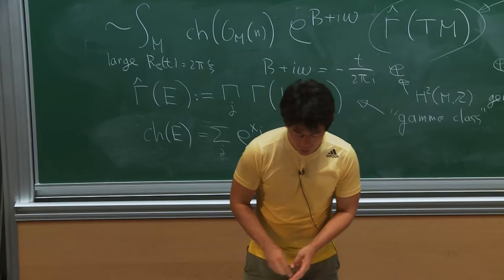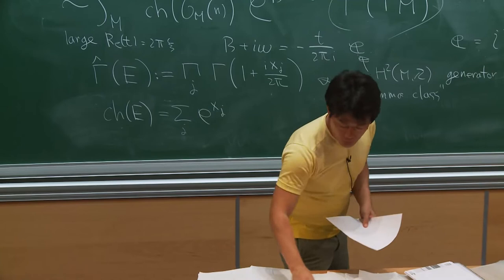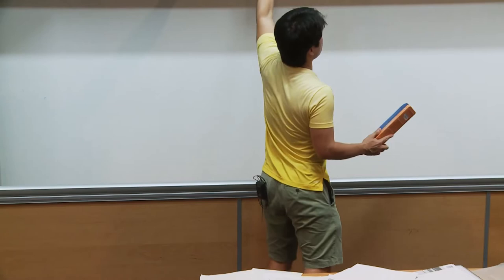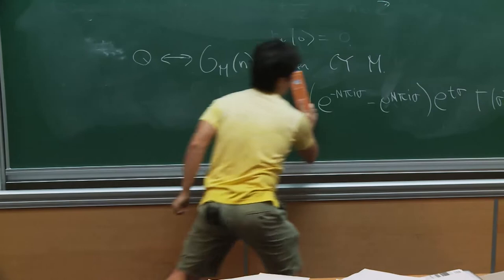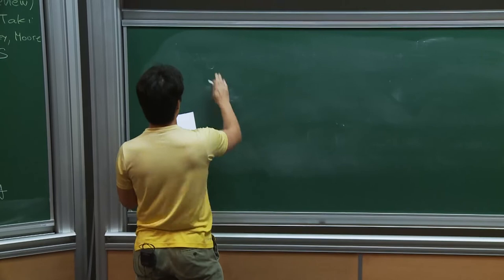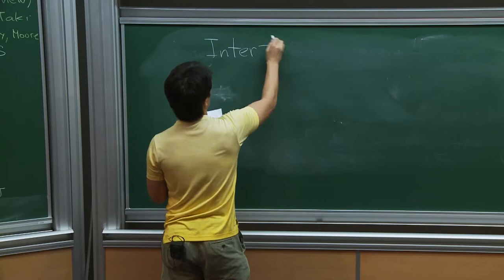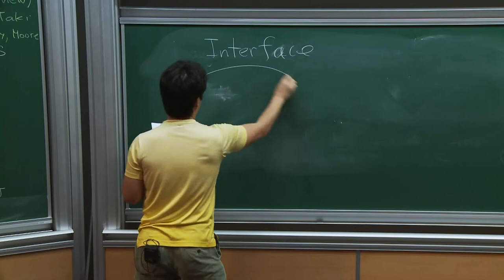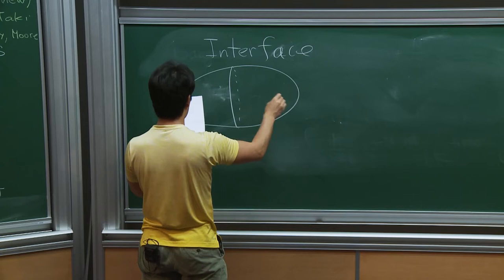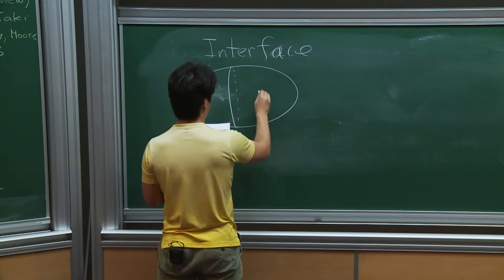Now, okay, I want to say just a little bit about the interface, and just a little bit, and leave everything else to the exercise. So what I described is basically a path integral over the hemisphere, but you may want to consider a situation where you have something that divides the space-time into two regions. So for example, the sphere into two hemispheres. So you have an interface here, and you have some theory T1, and you have some other theory T2.